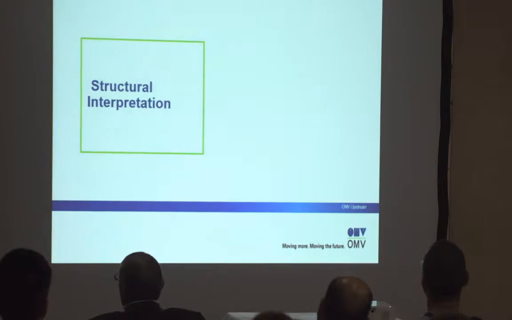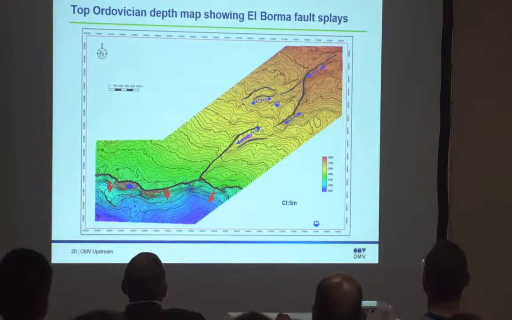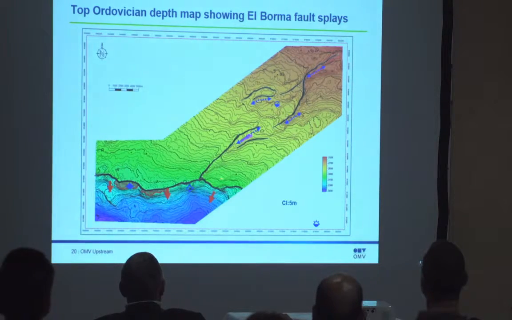Now the last part is the structural interpretation over the Borma fault splay. So this is the Ordovician depth map showing the geometry and the configuration of this fault splay. We can see in detail that our fault is composed of two branches, the east-west branch and the northeast-southeast branch. At the Ordovician level, we can see the normal fault component.